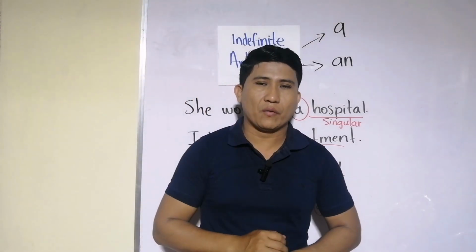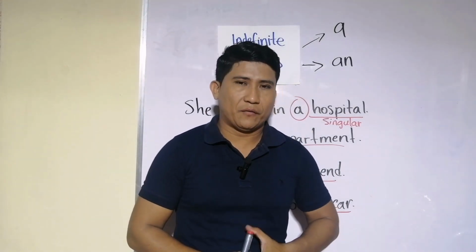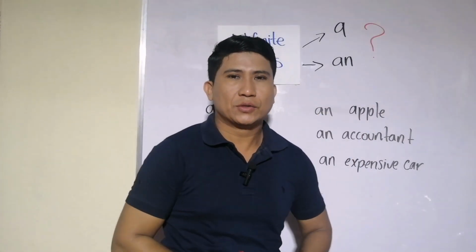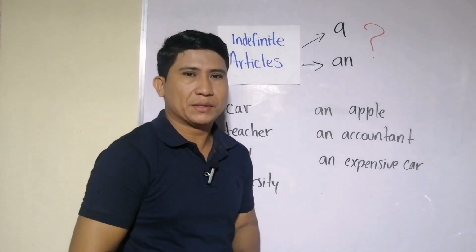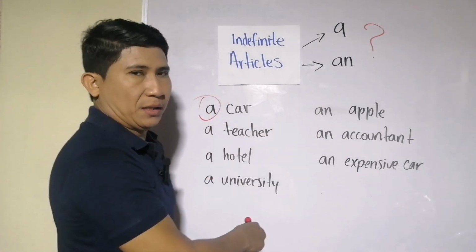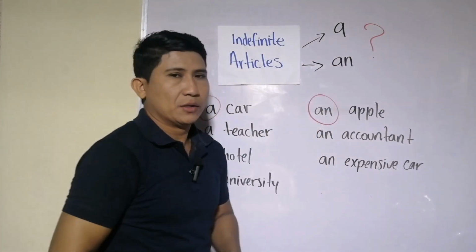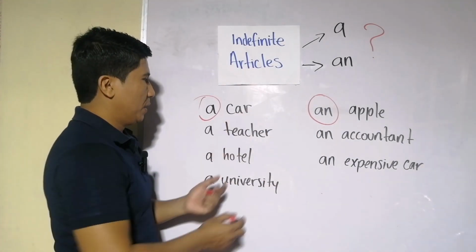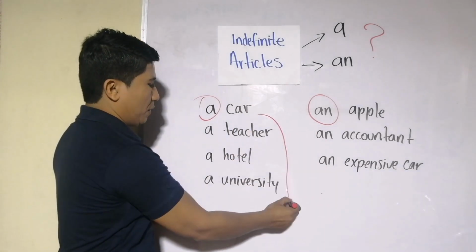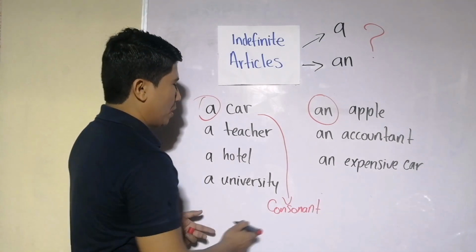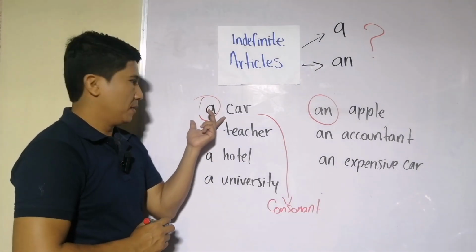So here we have two requirements for us to use the indefinite articles. The other question might be when to use "a" and when to use "an". So here we have some examples. As you can see here in this column, I'm using "a", but here in this other column, I'm using "an". First of all, we need to identify that it will depend on the noun. So when the noun begins with a consonant sound, I'm going to use the article "a".